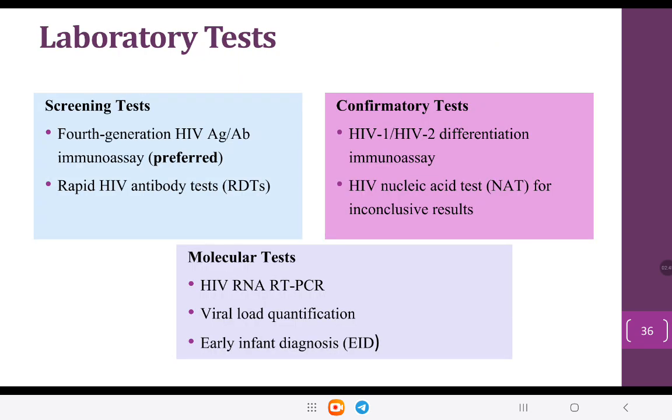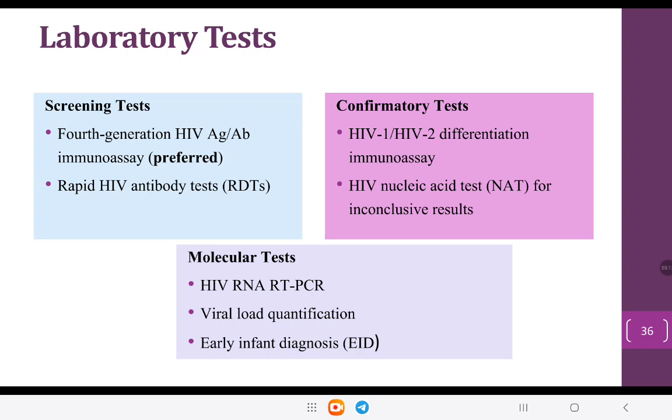Here are the different laboratory methods which we use for the diagnosis of HIV patients. We can use the screening test. For the screening test, we can use a fourth generation HIV immunoassay, which detects the antigen and antibody, and is preferred. We can also use the rapid HIV antibody RDT, which is a rapid diagnostic test. This is screening.